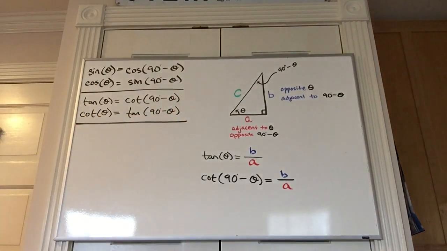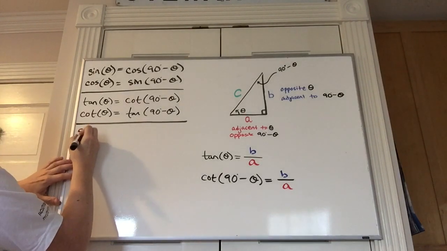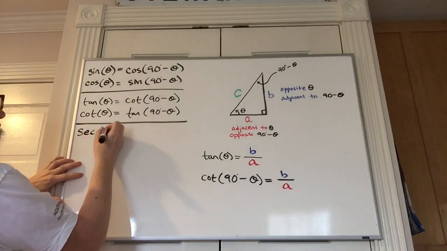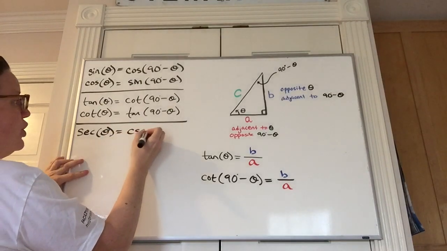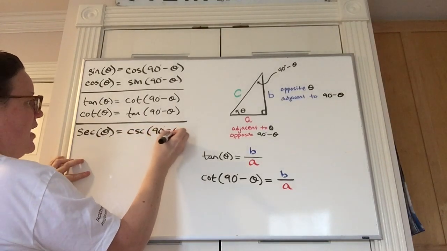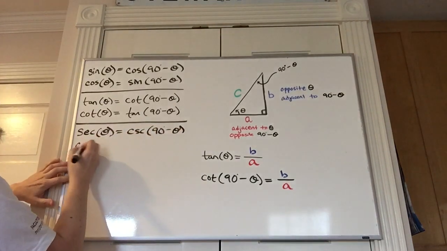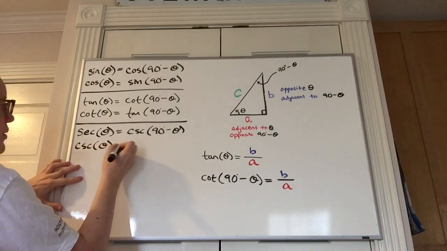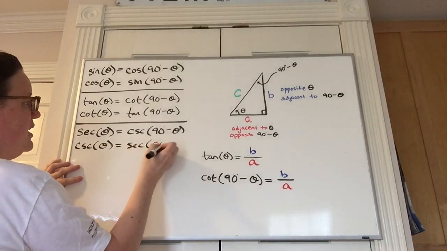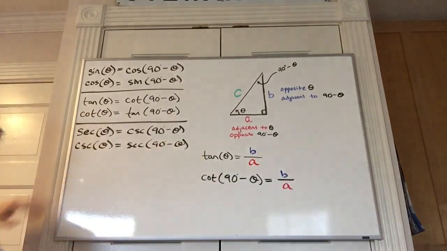And we don't even need to prove it. You're welcome to investigate the triangle. If it is true for sine and cosine, it is true for tan and cotan. It will also be true for secant and cosecant. So you can add to the list here that the secant of any angle is equal to the cosecant of that angle's complement, and the cosecant of any angle is equal to the secant of that angle's complement.